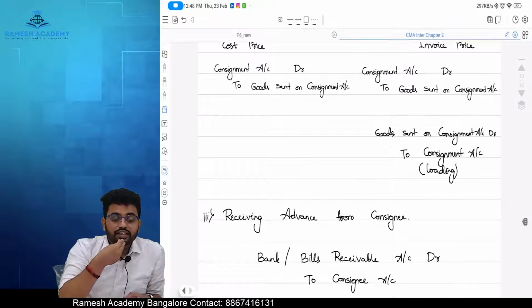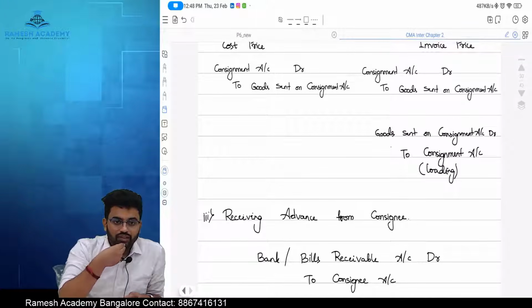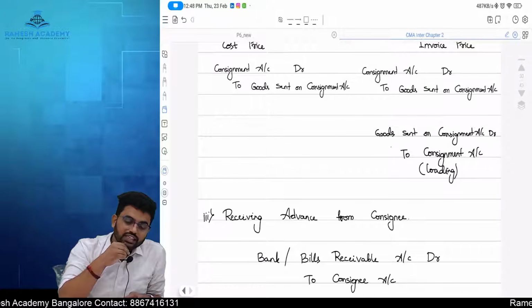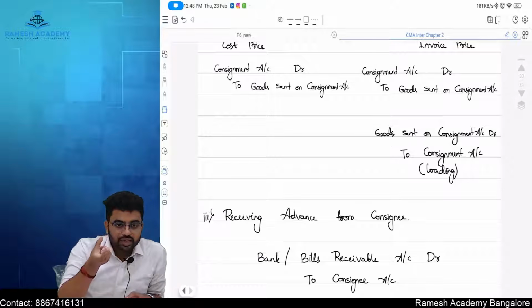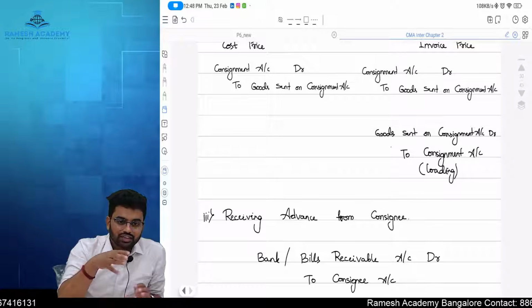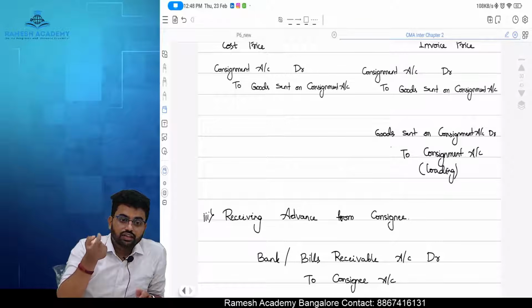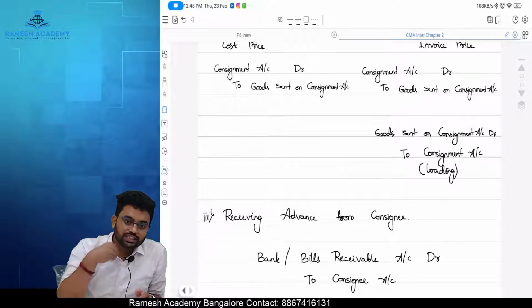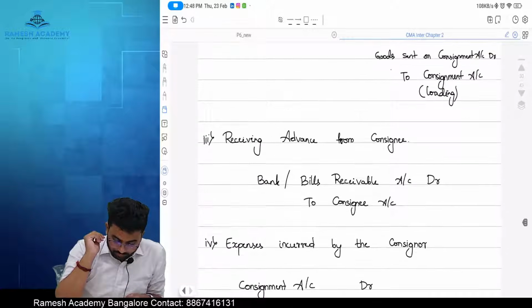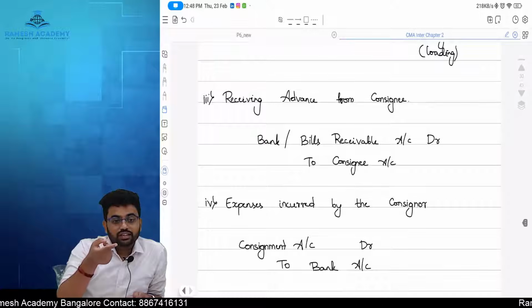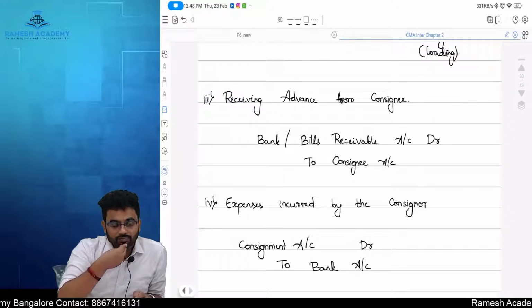Later when we receive an advance from the consignee, consignor will pass what entry, sir? He will pass, if it is paid in bank, bank account debit to consignee account as usual, just like our customer, bank account debit to consignee account. Later if it's received in bills of exchange, as it is a receivable for us, bills receivable account debit to consignee account.